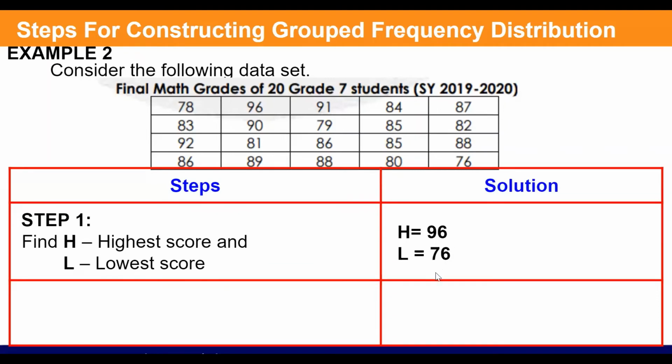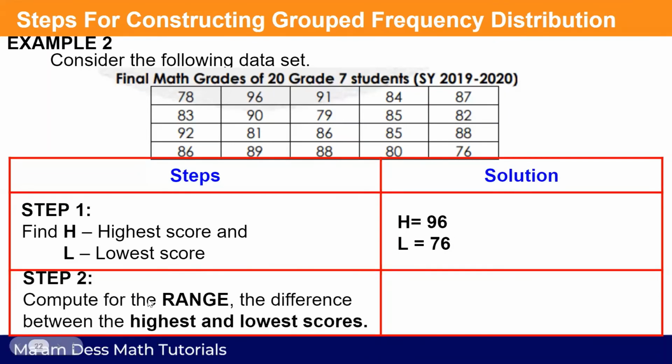So, after we find the highest and the lowest score, we will find the range. So, ano po ba yung range? So, this is the step 2. The difference between the highest and the lowest score. So, ima-minus mo lang yung highest at saka yung lowest. So, we have H minus L, 96 minus 76 is 20. So, yan po yung range natin.